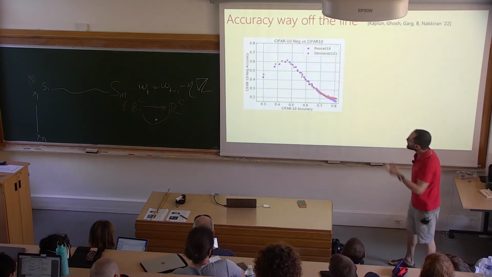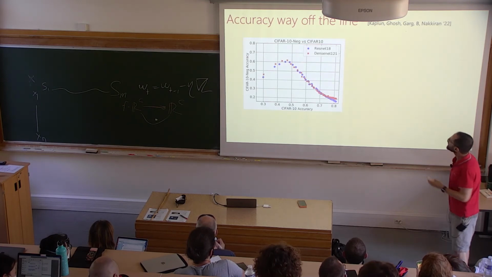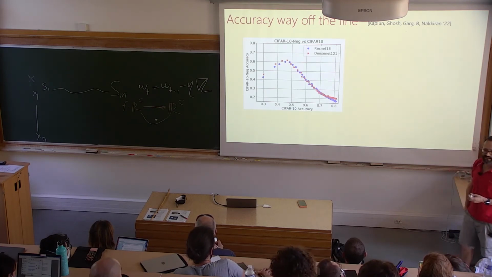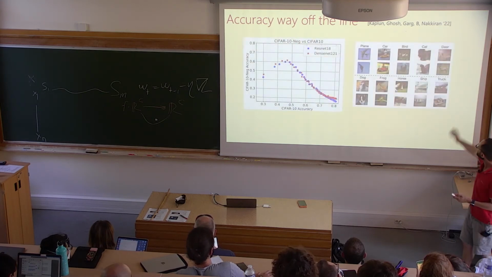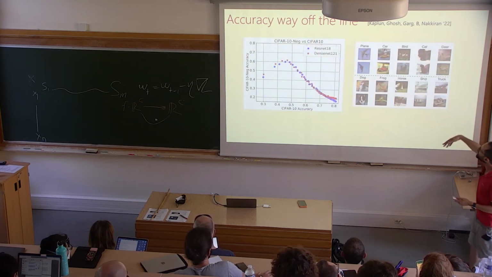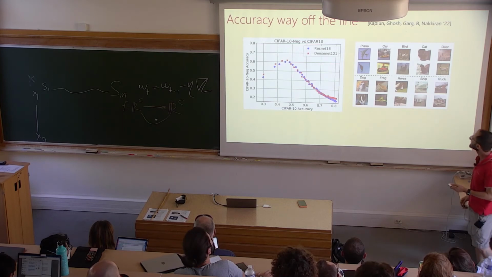But we show that you can actually construct a data set that has the opposite behavior. And this is a reasonable data set, it looks like CIFAR-10, the labels are like our frogs are frogs, our dogs are dogs.